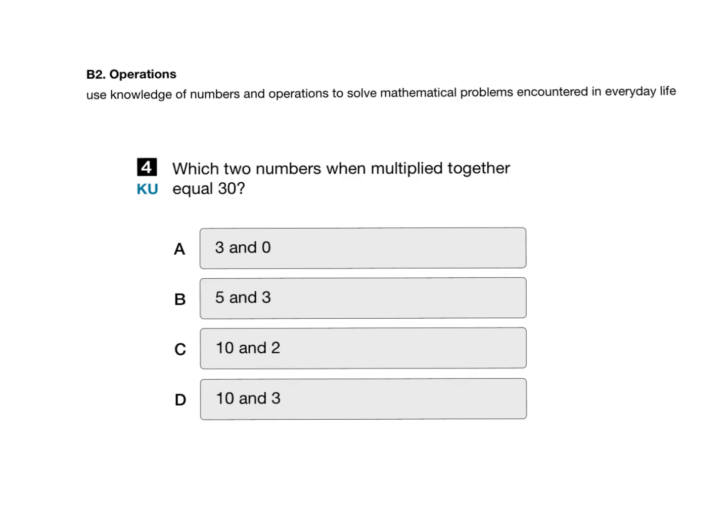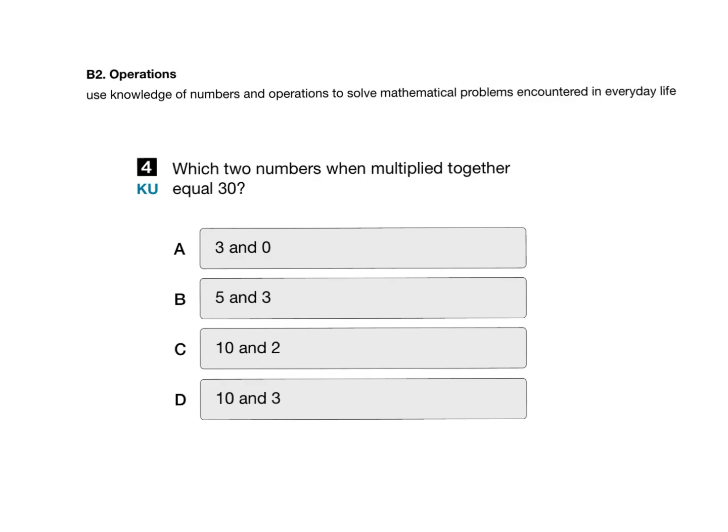Okay, so for today's EQAO practice, we are going to be looking at the number sense strand, and the overall expectation we are looking at is B2 operations. We are going to use knowledge of numbers and operations to solve mathematical problems encountered in everyday life. So we're going to start with number 4.